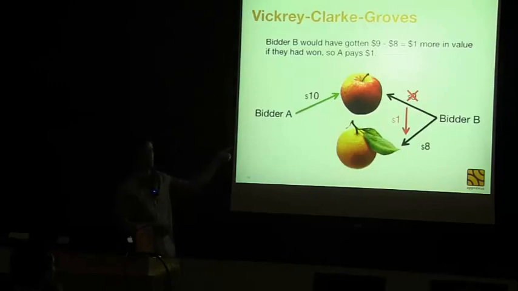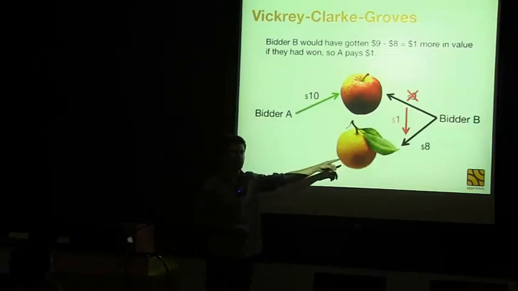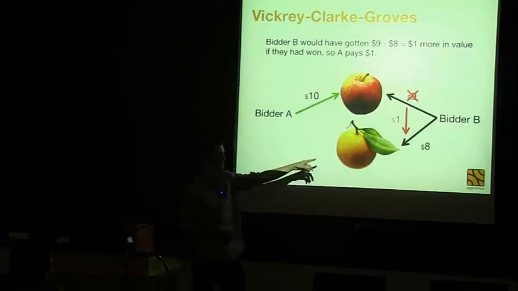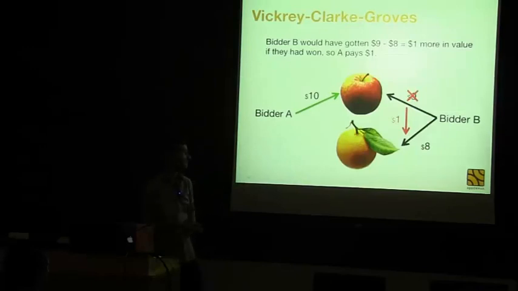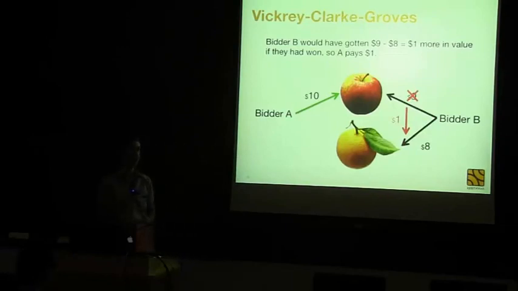the winning bidder actually pays the amount of harm they cause to the second highest bidder. So in this case, if bidder A wins the apple, because they bid $10, they value it at $10, they effectively cause $1 of harm to the second bidder, because the second bidder now has to live with the orange, and they would value the apple at $9. So they're effectively living with $1 less of value that they could have had. So by charging bidder A just $1, there's no incentive for bidder A to bid less purposely to get a worse good, but something that's roughly equivalent in value.